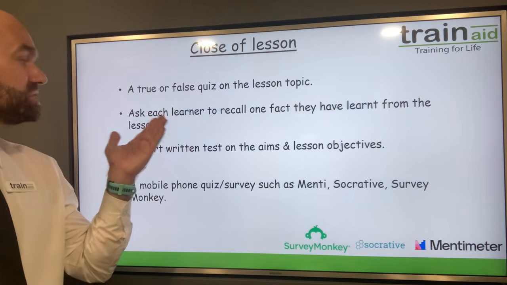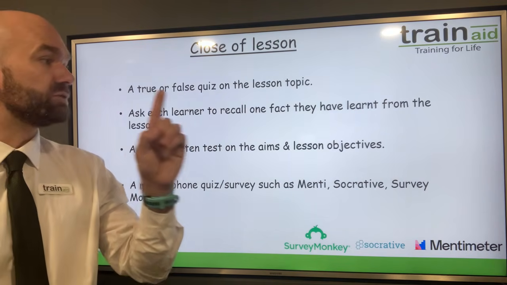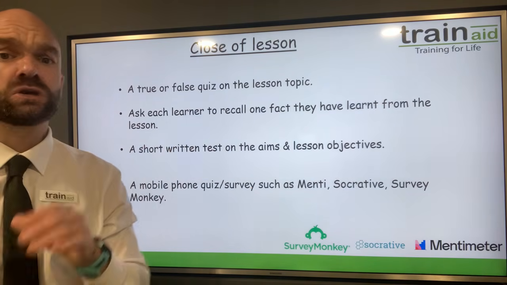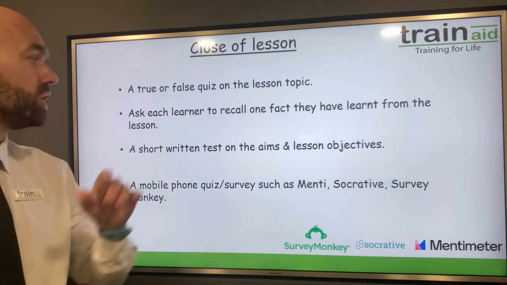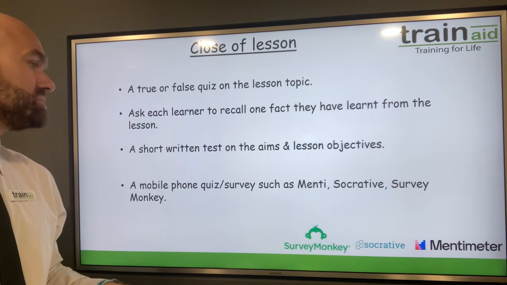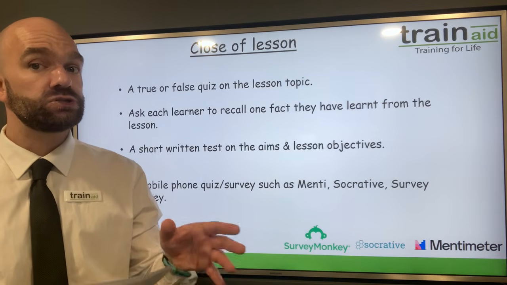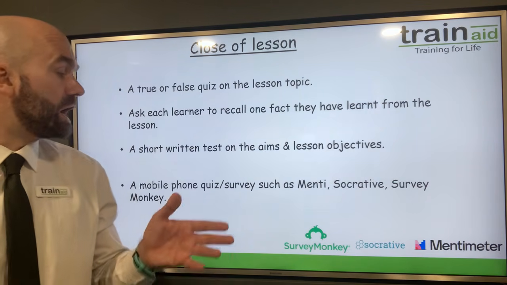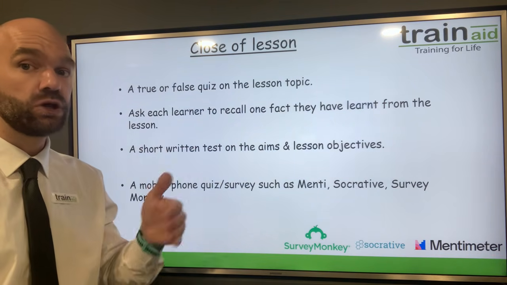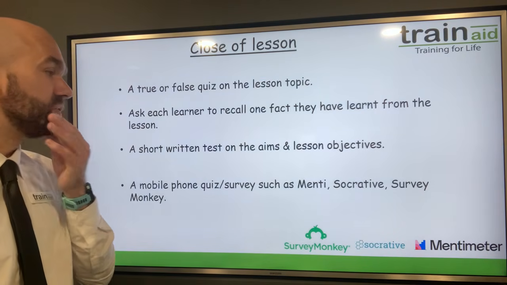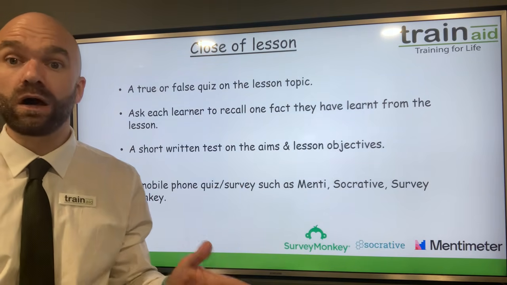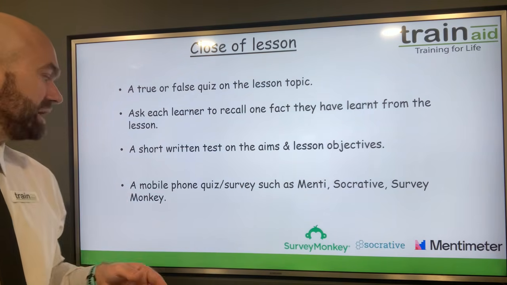You could ask each learner to recall one fact they have learnt from the lesson. So you could go around the room and ask your learners, please recall one fact or one thing that you've learnt from the lesson. There could be a short written test on the aims and objectives of the lesson, okay? So you could create perhaps a 5-question written test paper on the aims and objectives of the lesson. So this is checking that your learners have understood the aims and objectives. You could get your fellow learners to be a peer marker. They could mark each other's test papers.